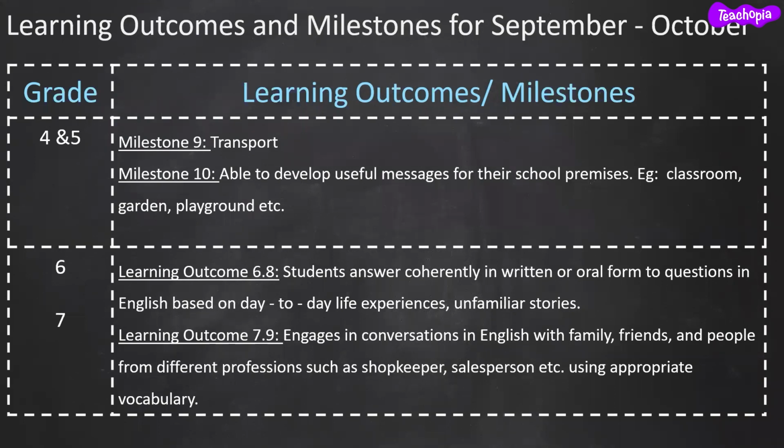For grade 6, we have learning outcome 6.8. Students answer coherently in written or oral form to questions in English based on day-to-day life experiences and unfamiliar stories. Then we have learning outcome 7.9 for grade 7, engages in conversations in English with family, friends, and people from different professions such as shopkeeper, salesperson, etc., using appropriate vocabulary.